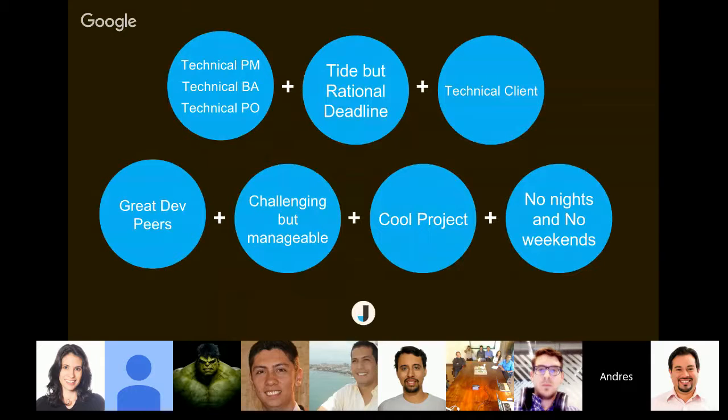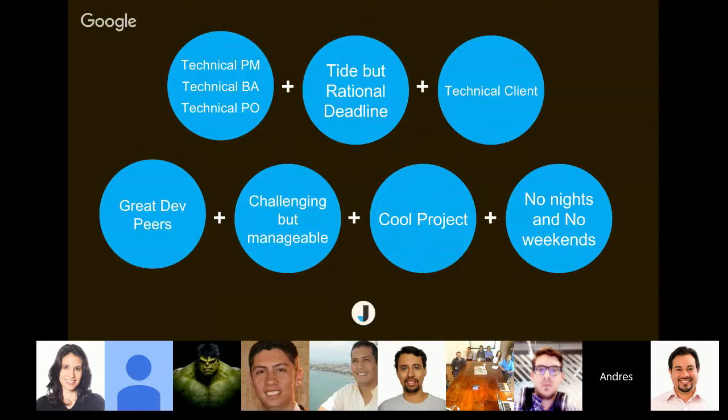Technical BA, a business analyst. He goes and creates the stories inside Jira. They're technical, they're very detailed. A technical PO, a product owner, understands technology as well. He knows exactly what to say. He tells you exactly how it should be built. That's a perfect project.